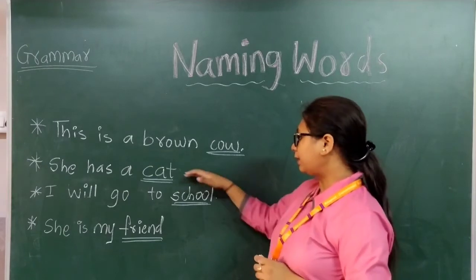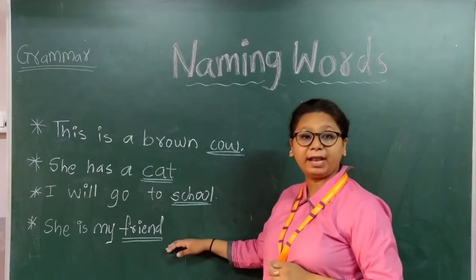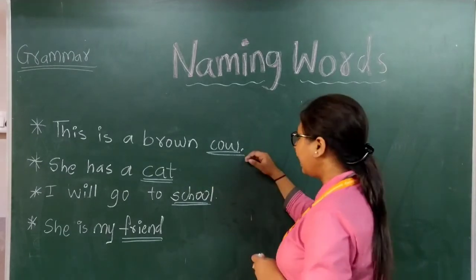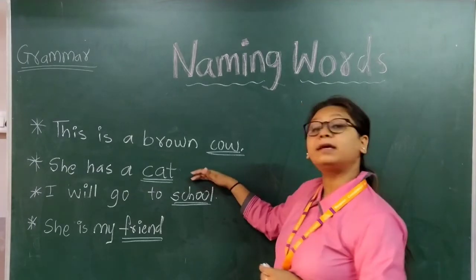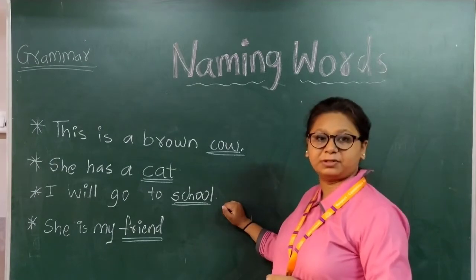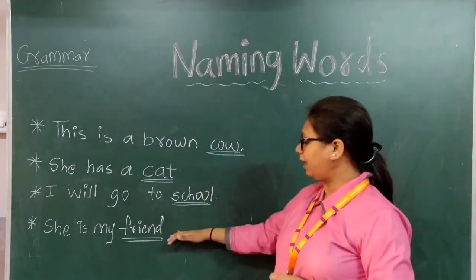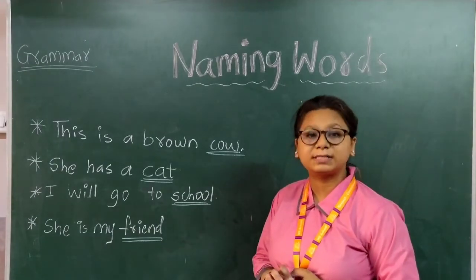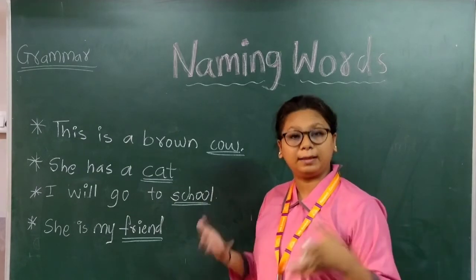Now cow, cat, school, friend. These all are naming words. Cow names an animal. Cat again names an animal. School is a name of a place. So it is a naming word or a noun. And friend is name of a person. So it is again a naming word.